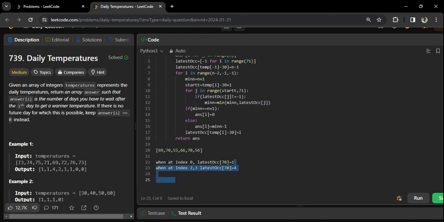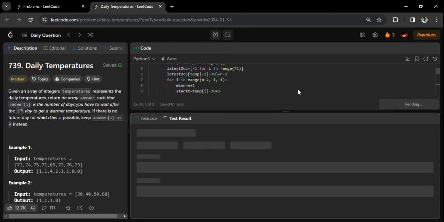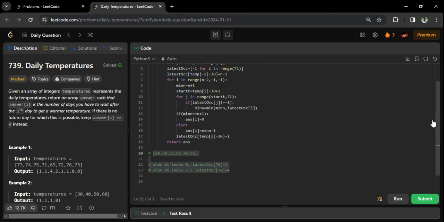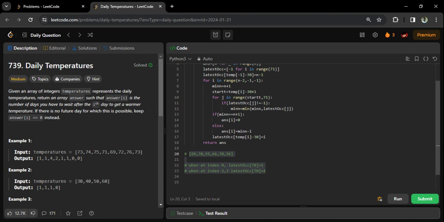Let me quickly comment this out and show you how it works. Yeah, I've already submitted the solution and it is getting accepted. As you can see, the test cases are getting cleared. It works. So try to understand the answer here.